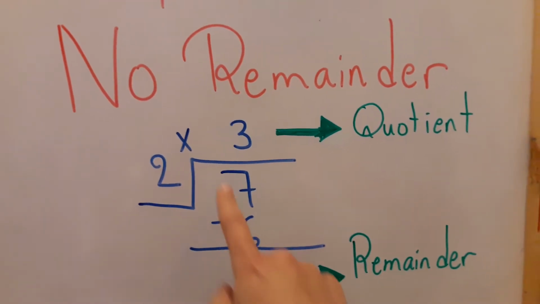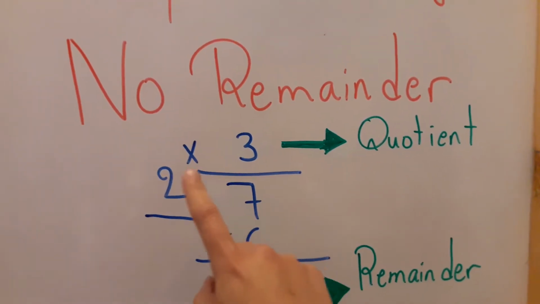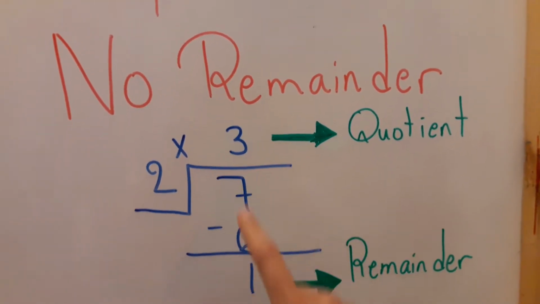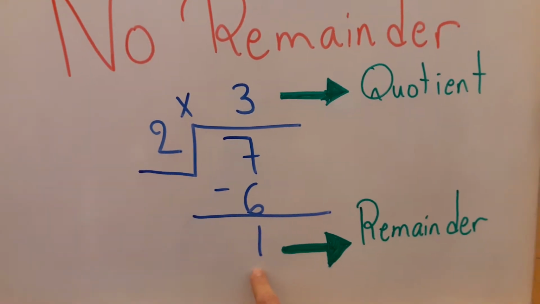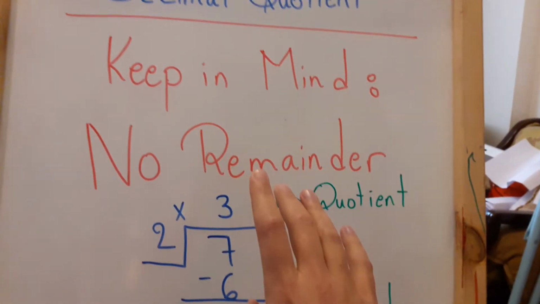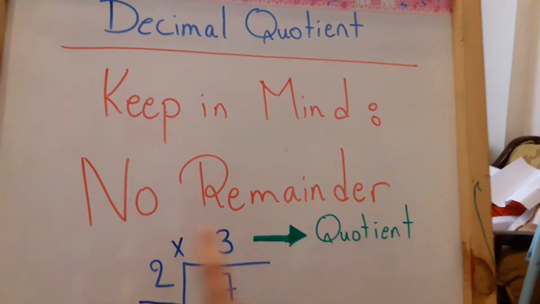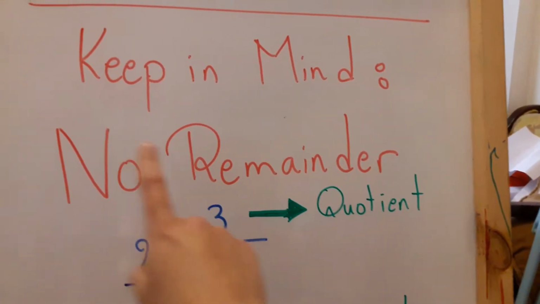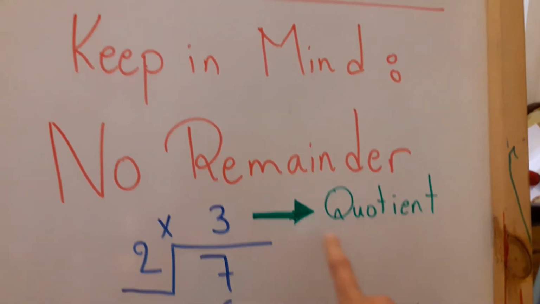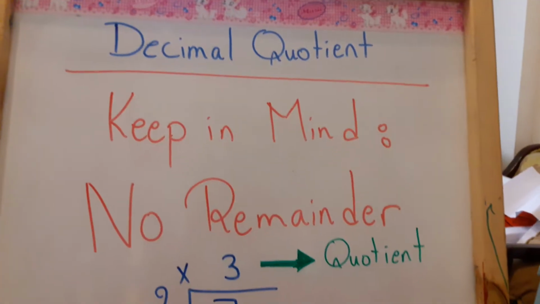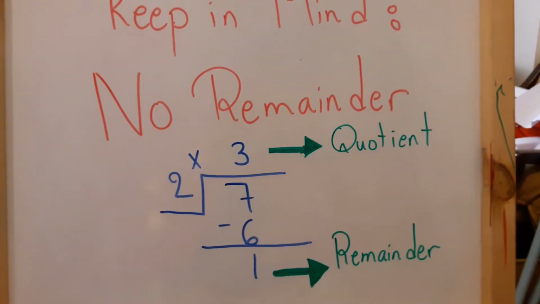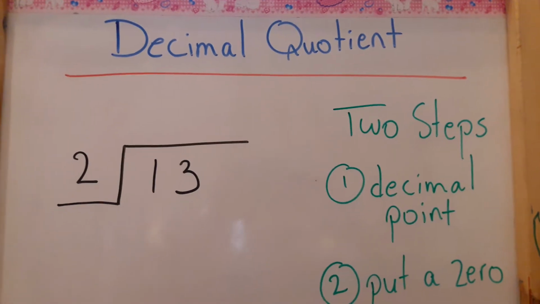So when we are solving the example 7 divided by 2, we have over here 1 as a remainder. So in this lesson you have to keep in mind that I don't want to have a remainder, and the quotient is going to be a decimal number. Okay, let's begin with the lesson.